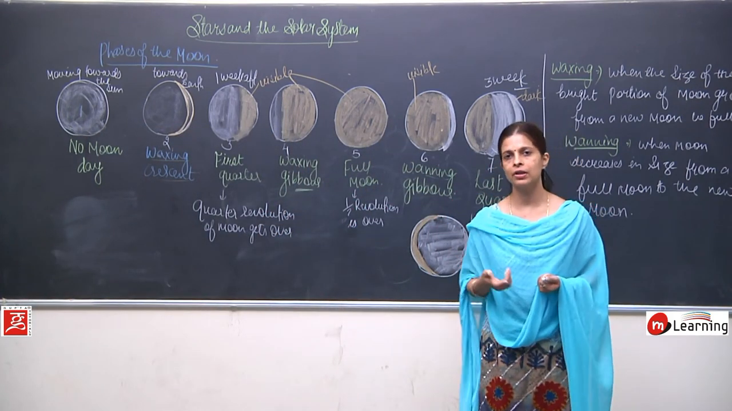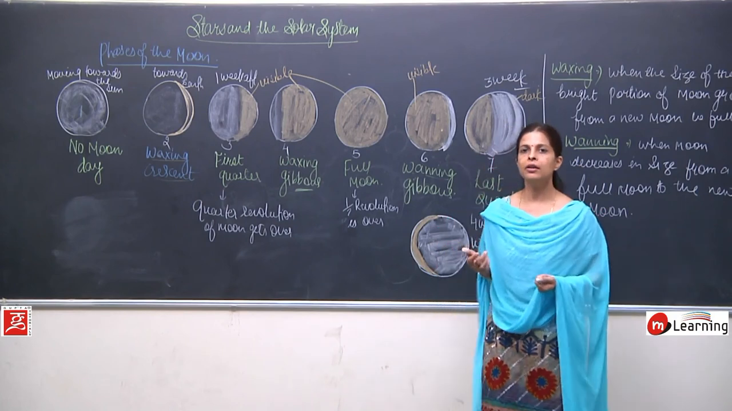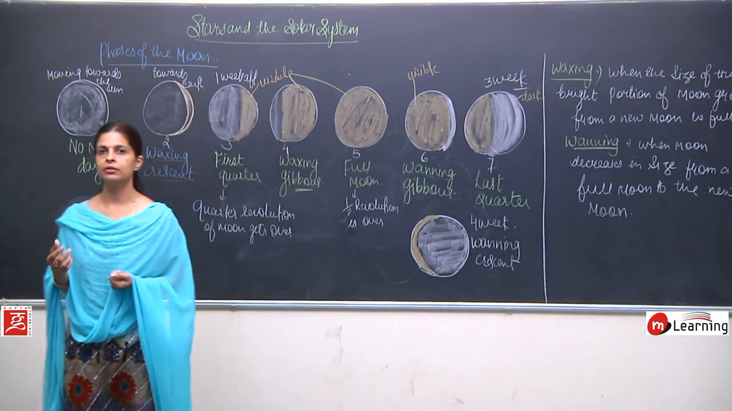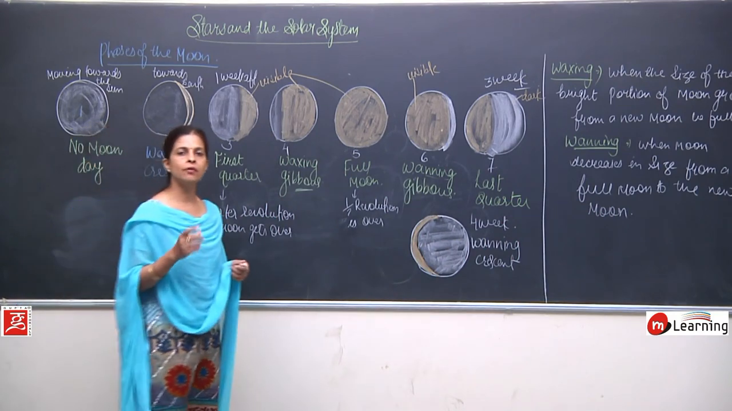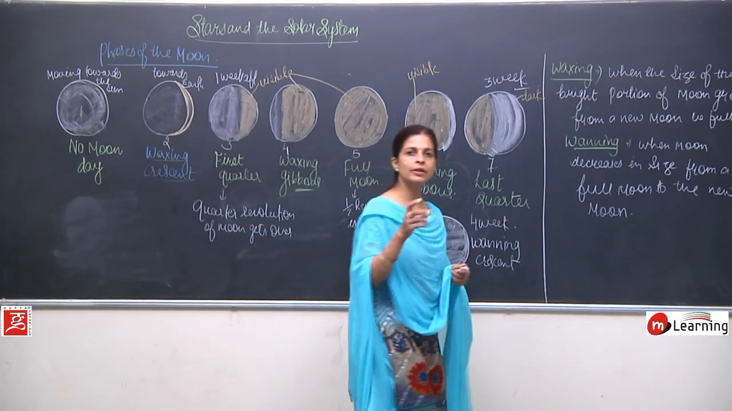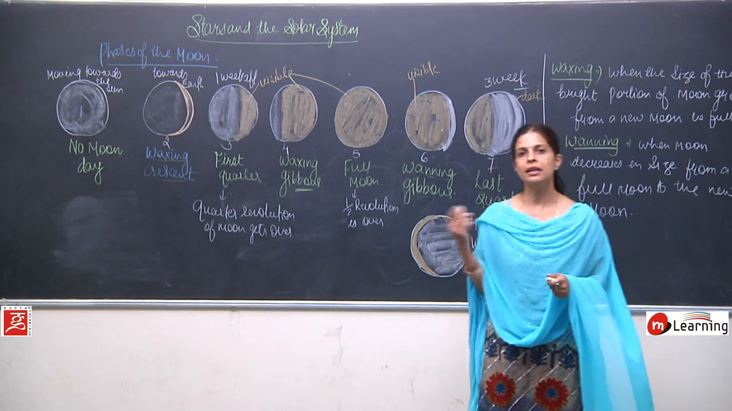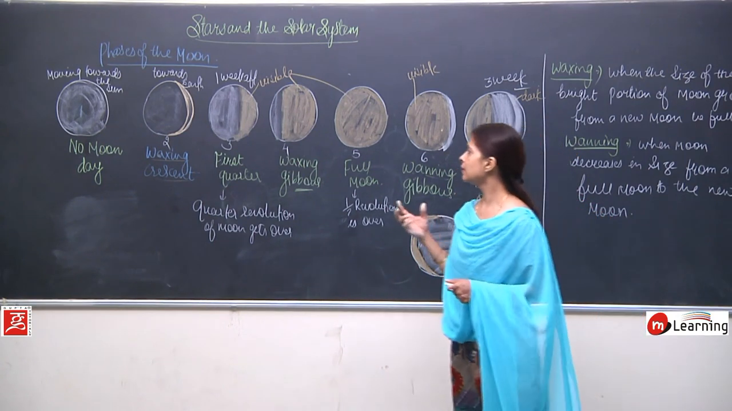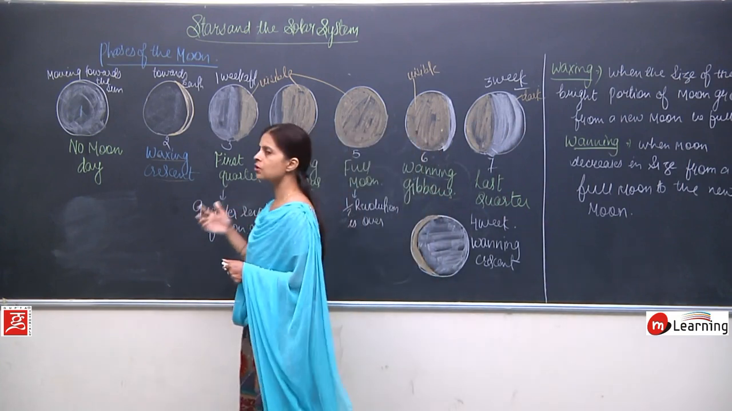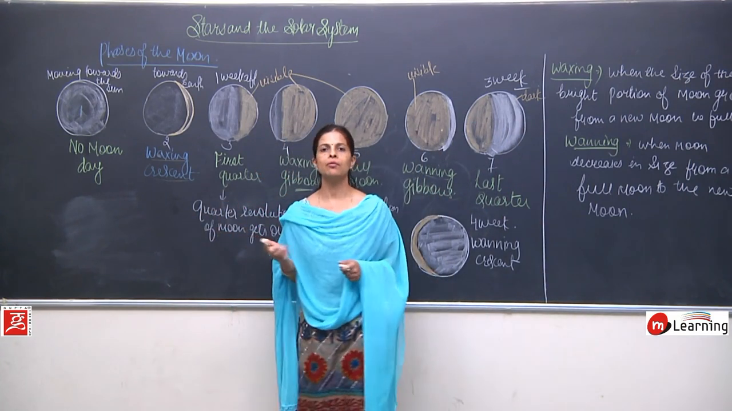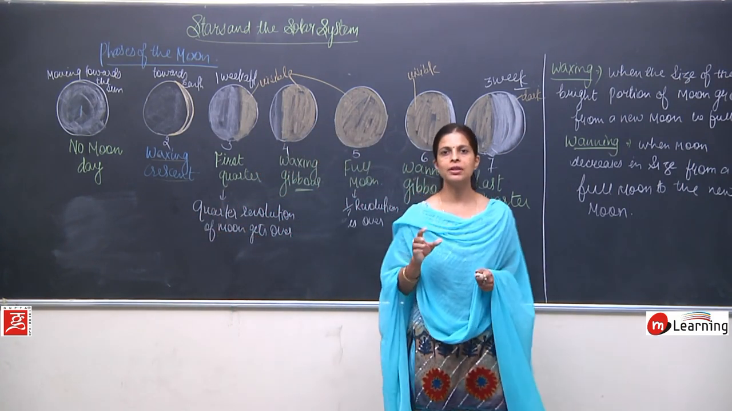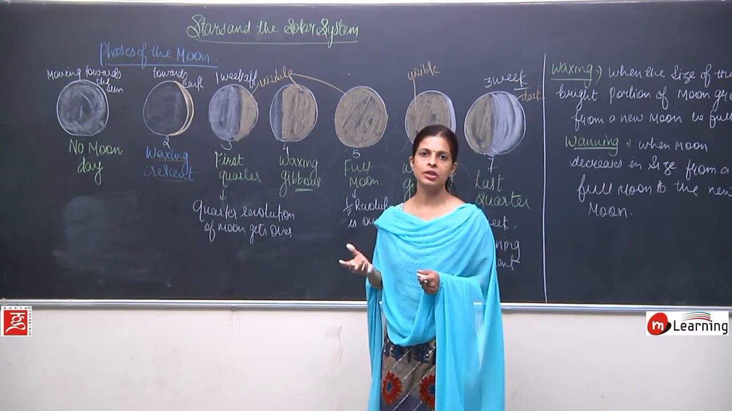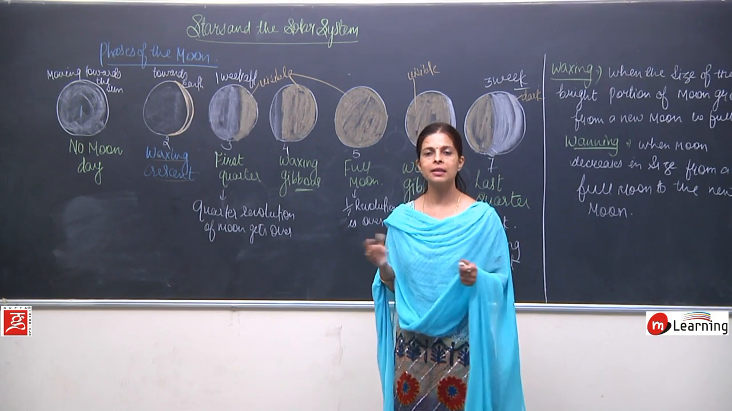It moves in continuation. Again, why does it happen? Because the moon revolves around the earth, and due to the revolution, the position of the sun, earth and moon keeps on changing with respect to each other. And due to this, the different size of the moon is seen from the surface of the earth. Actually, the moon is full only. That means the moon doesn't change its shape. It is what it is.